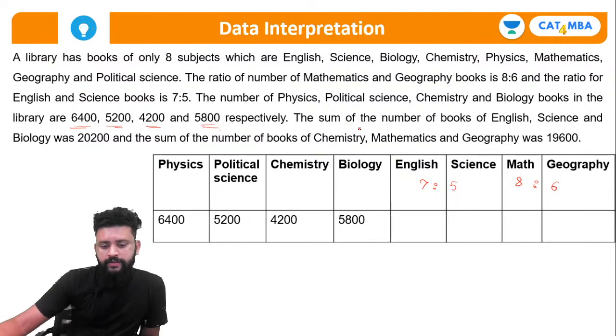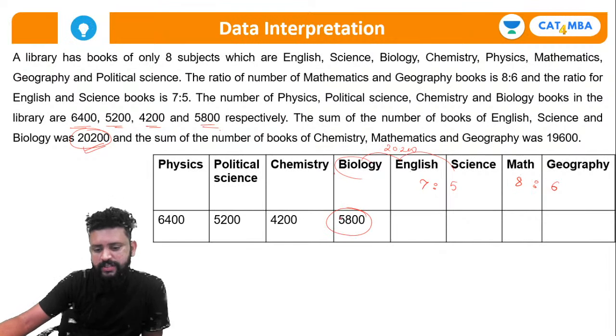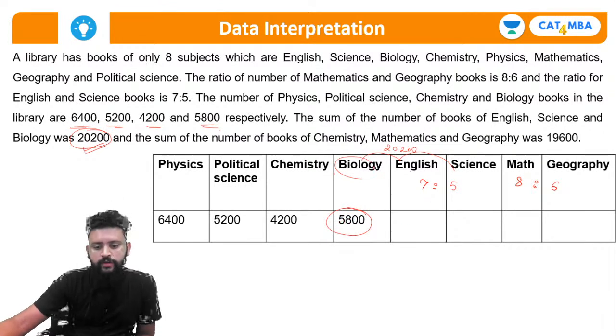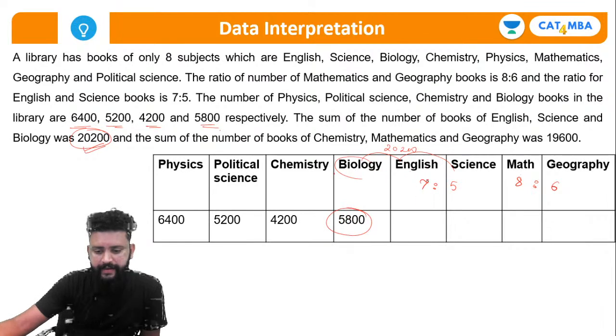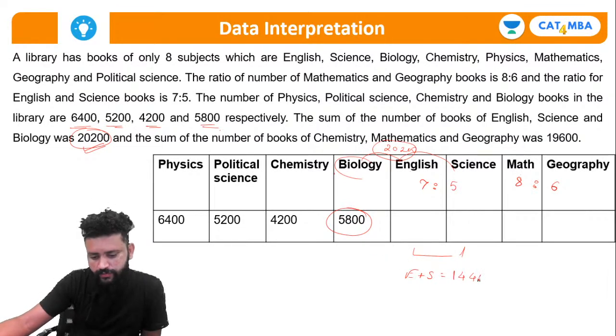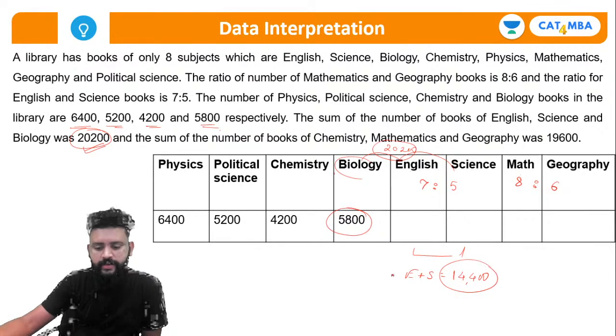Then the sum of the English, science and biology is 20,200. These three added together is 20,200, and we know biology is 5,800, almost 6,000. So the remaining number, English plus science, must be 20,200 minus 5,800. That comes out to be 14,400. This is how you can conclude.